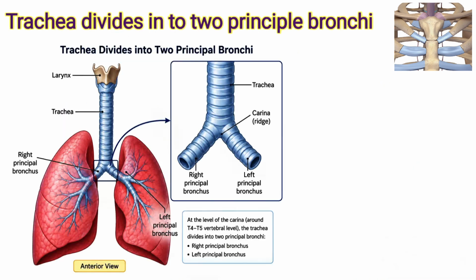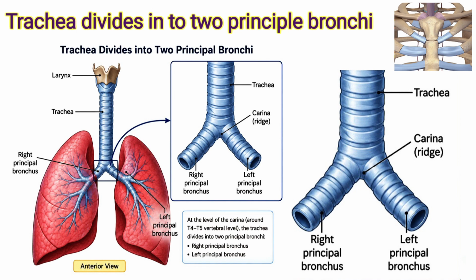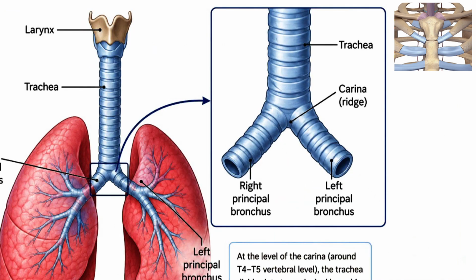Trachea divides into two principal bronchi, or bronchi, but you call it bronchi. Okay. So, trachea is nothing but a windpipe carrying air. At the sternal angle, the trachea divides into right main bronchus and left main bronchus. This division is called carina. Okay, like one tree trunk splitting into two branches. So it is very important, trachea divides into two principal bronchi.